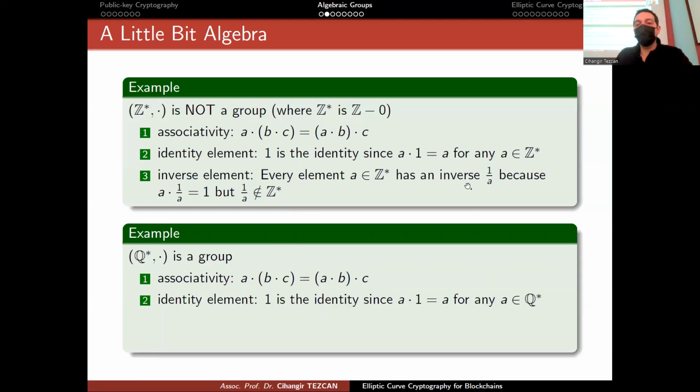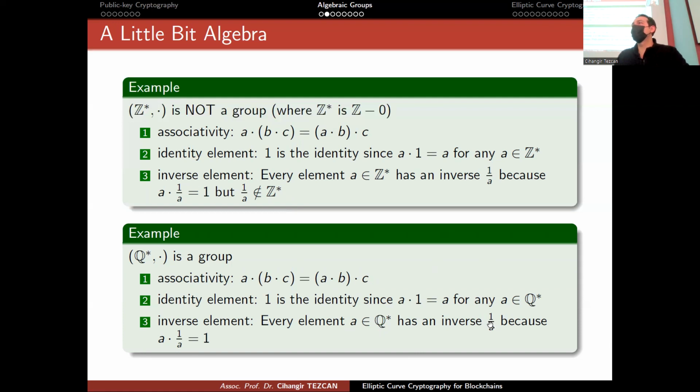One is the identity element again, but now every element has an inverse, because for any element A in Q star, you have 1 over A. This is why we actually removed 0 here, because if instead of Q star you consider Q, 0 is an element of Q, but 1 over 0 would not be here. It will be undefined. So this is why we remove the 0th element when we talk about multiplication most of the time. Okay. So these are basic examples for a group.